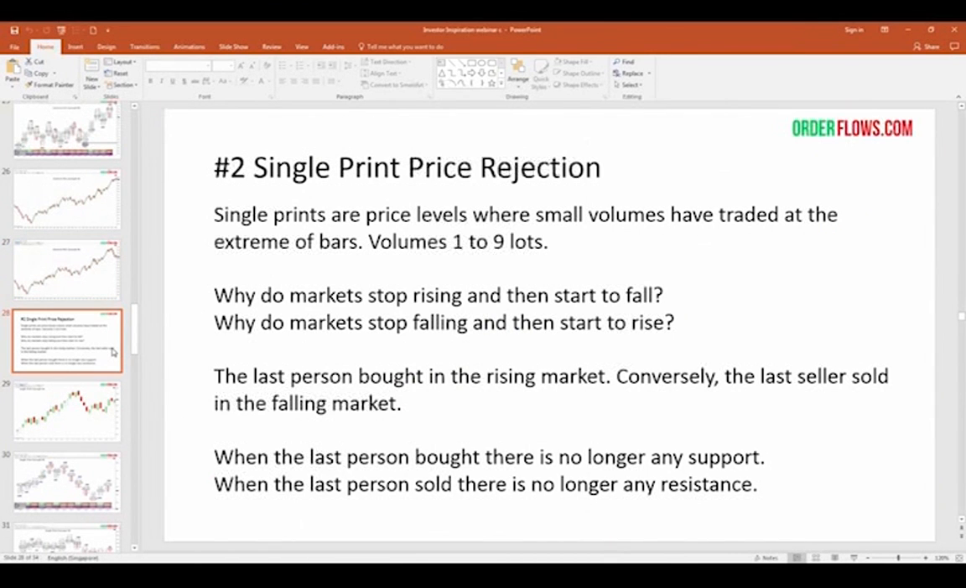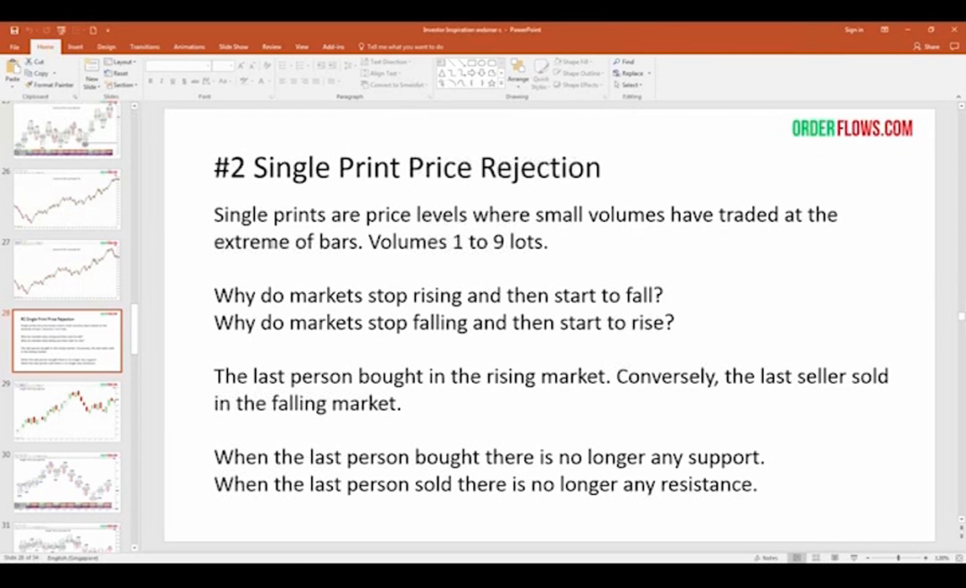Okay, so the next one I'll talk about is single print price rejection. This is the second setup, and this is something you need an order flow chart for. I don't have this program for a normal bar chart, but it's something that's very clear. And actually, a lot of other order flow software has been incorporating this into their software. But I'm the one that really brought it to the forefront.